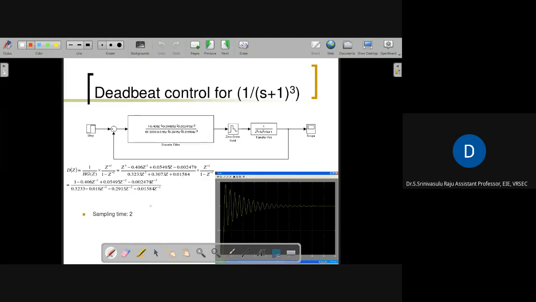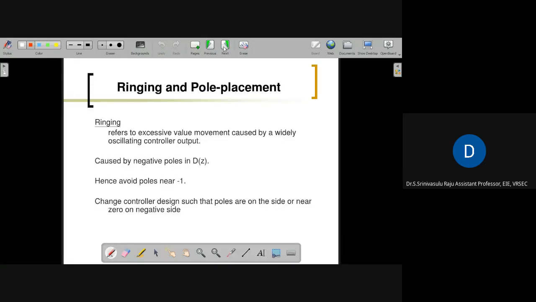So this is the controller equation, and we have more oscillations. Here the point is I am assuming sampling time equal to 2 seconds. If I consider sampling time equal to 1 or 0.01, I arrive at more oscillations. That means the output took more time to stabilize at the given set point. All of us know about ringing and pole placement. We know where we get the ringing effect: the controller will have the pole at -1.